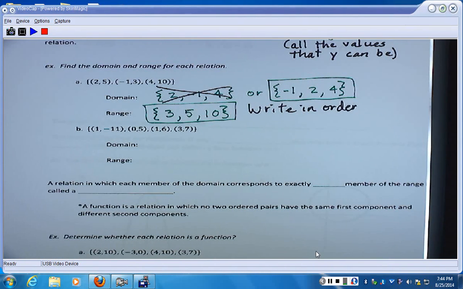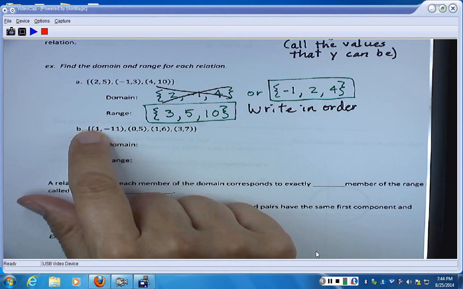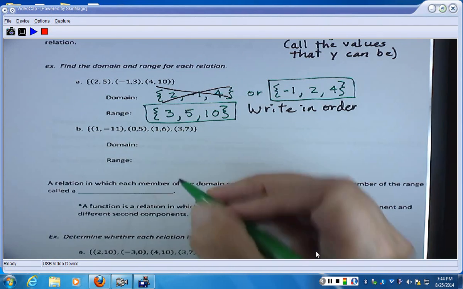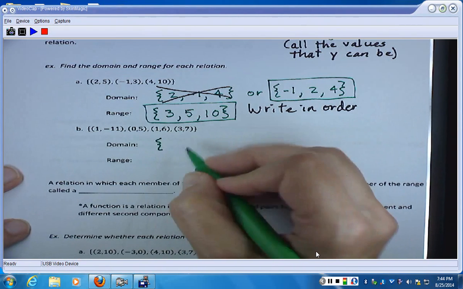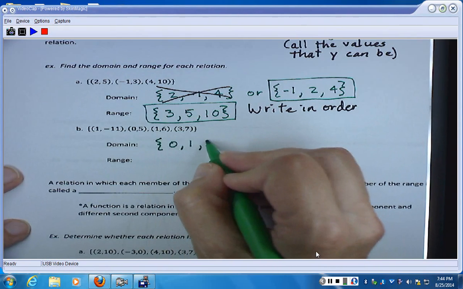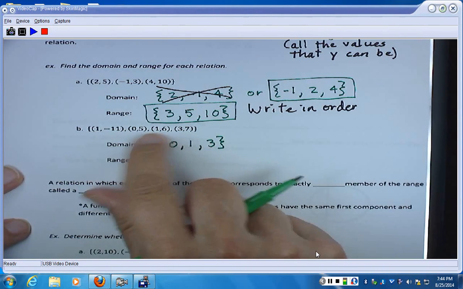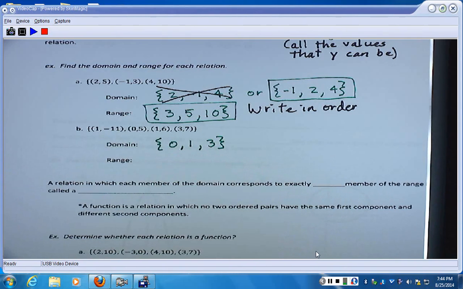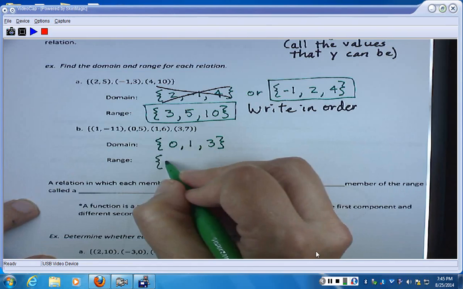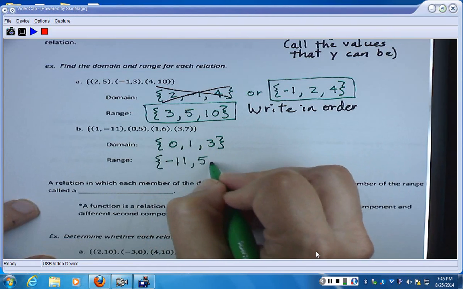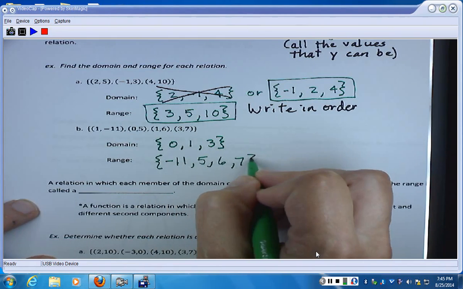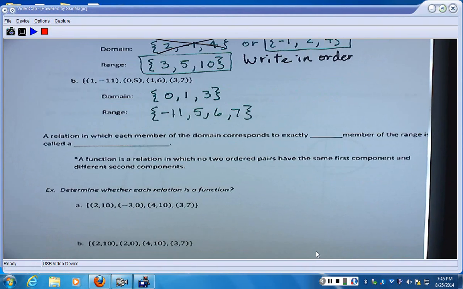Okay, so for x we have a 1, a 0, a 1, and a 3. So x can be 0, 1, or 3. Just because we have the 1 listed twice doesn't mean we had to list it twice. That's the domain. And the range is -11, 5, 6, 7. That is in order already. Okay, good job.